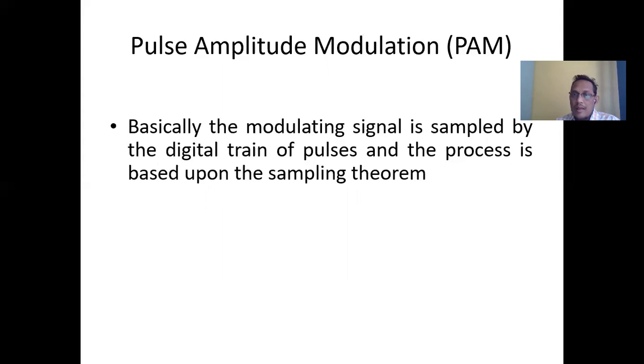This is called pulse amplitude modulation, and this is somewhat like amplitude modulation. In amplitude modulation, the high frequency carrier signal, a sine wave, is changed in accordance with the amplitude of the modulating signal by keeping phase and frequency constant. But in pulse amplitude modulation, the high frequency carrier pulse is changed in accordance with the amplitude of the modulating signal or baseband signal by keeping width and position constant. That's why it's called pulse amplitude modulation.